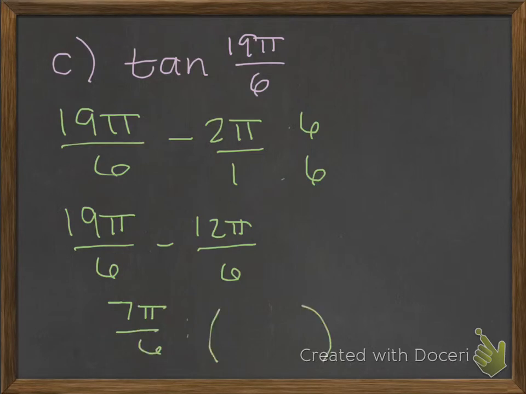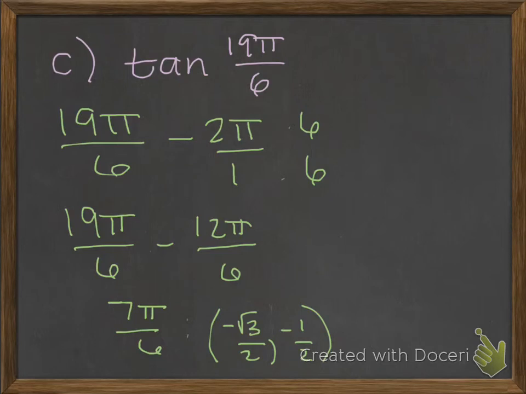So go ahead and take a moment and find on the other page what is the coordinate that we're using for 7 pi over 6. And it should be located in the third quadrant. And the coordinate is negative root 3 over 2 and negative 1/2.